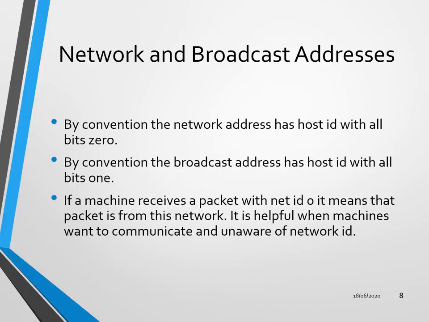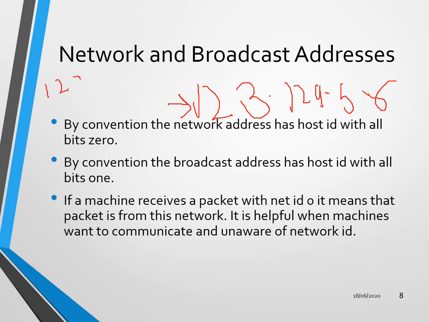Students, what is meant by a network and a broadcast address? By convention, the network address has host ID with all bits 0. Let's suppose we have a network address of some class. For example, 133.129.5.6 is an IP address of class B. How can we identify the network address of this IP address? Students, when we have to identify the network address, we keep the net bits the same, but we make the host bits zero. So by convention, the network address has host ID with all bits 0.